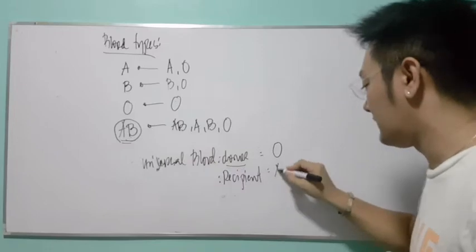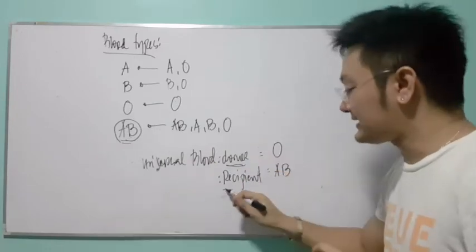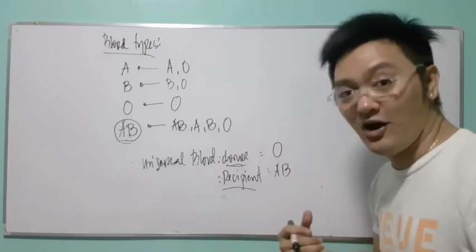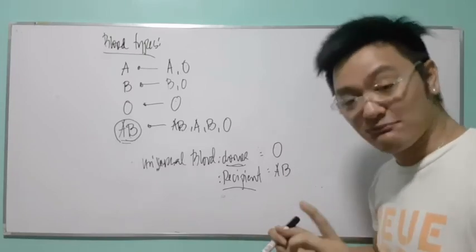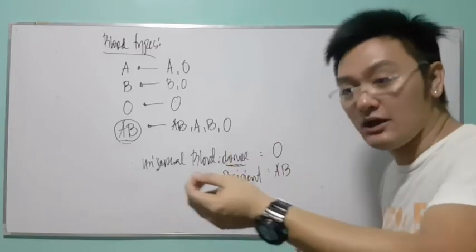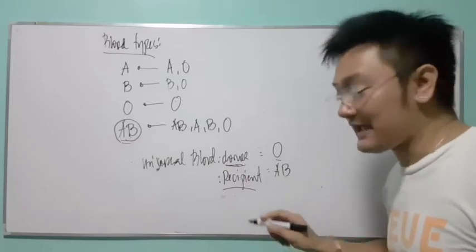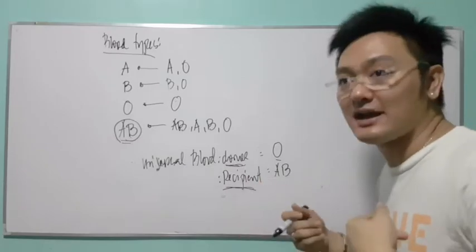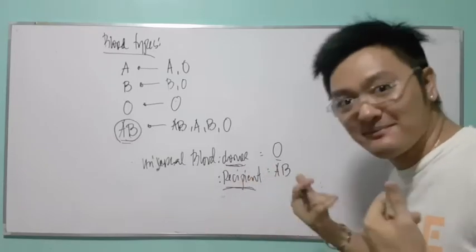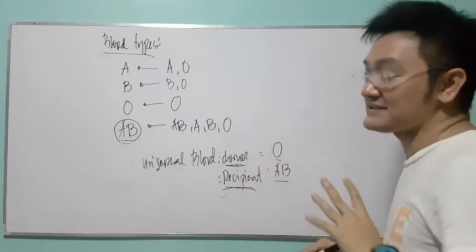Anong dugo ang pwedeng tumanggap ng kahit anong klaseng dugo? It's your AB. Remember the technique: pag donor, nagbibigay. Pag recipient, tumatanggap. Pag Bisaya ka, dapat alam mo to. Pag donor, nagbibigay. Type O. Pag recipient, tumatanggap. It's AB. Can you follow? Now, highlight in your examination.